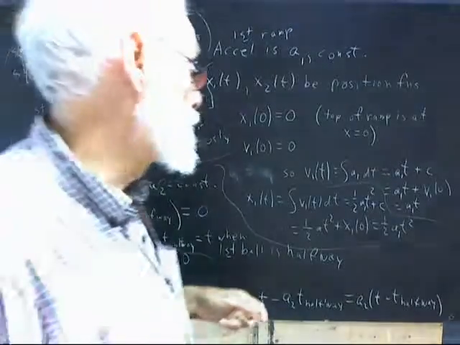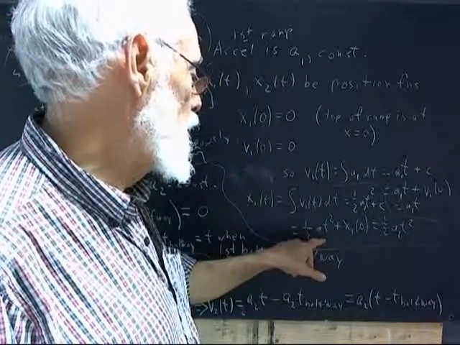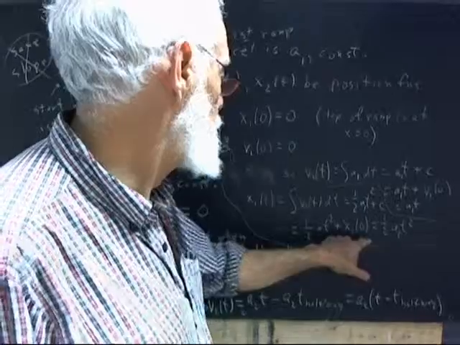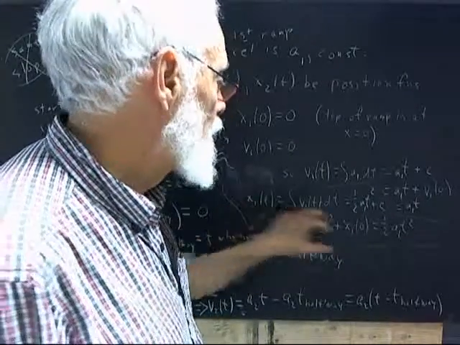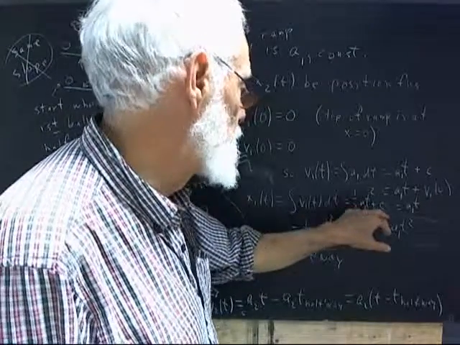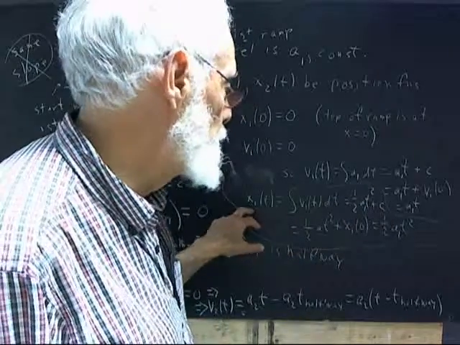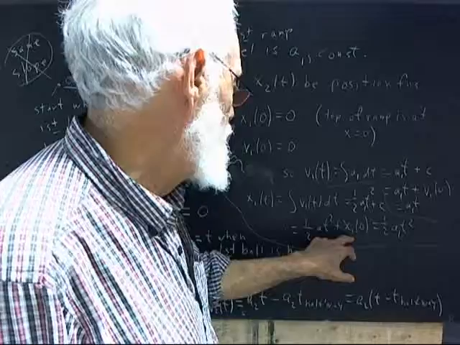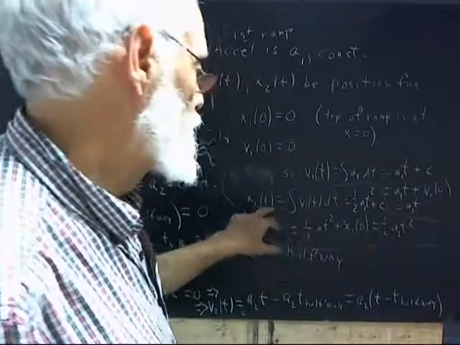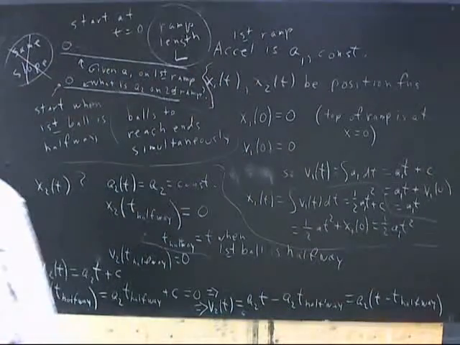Okay, very similar to what we had before. That's 1/2 a t squared plus x1 of 0, because x1 of 0 equals 1/2 a times 0 squared plus c, meaning that, of course, this is 0. C then equals x1 of 0. So there's our function. And since x1 of 0 is 0, x1 of t is 1/2 a1 t squared.